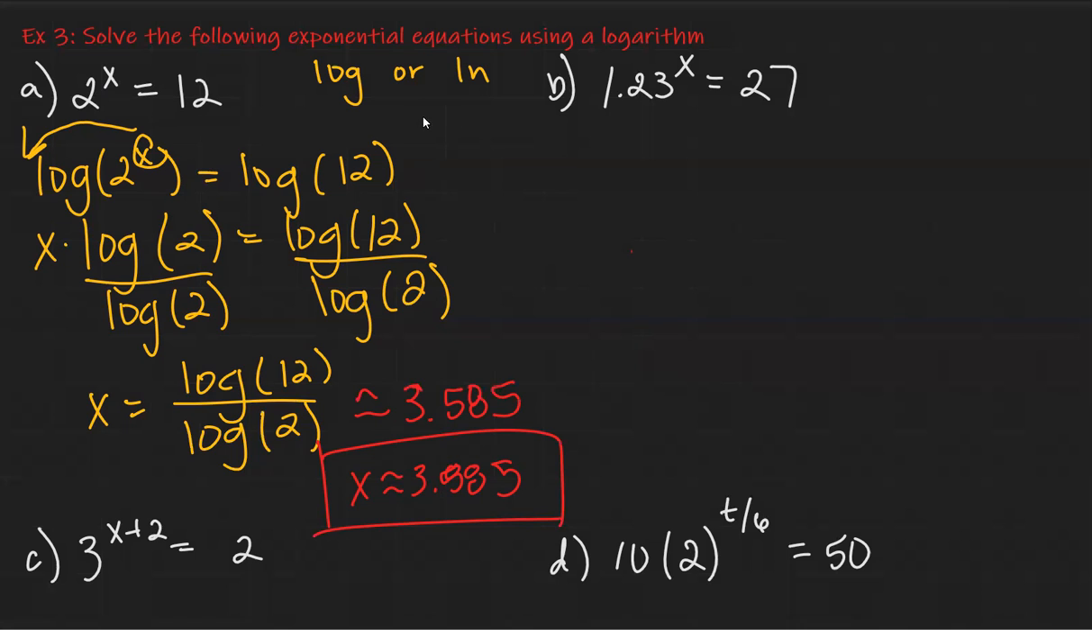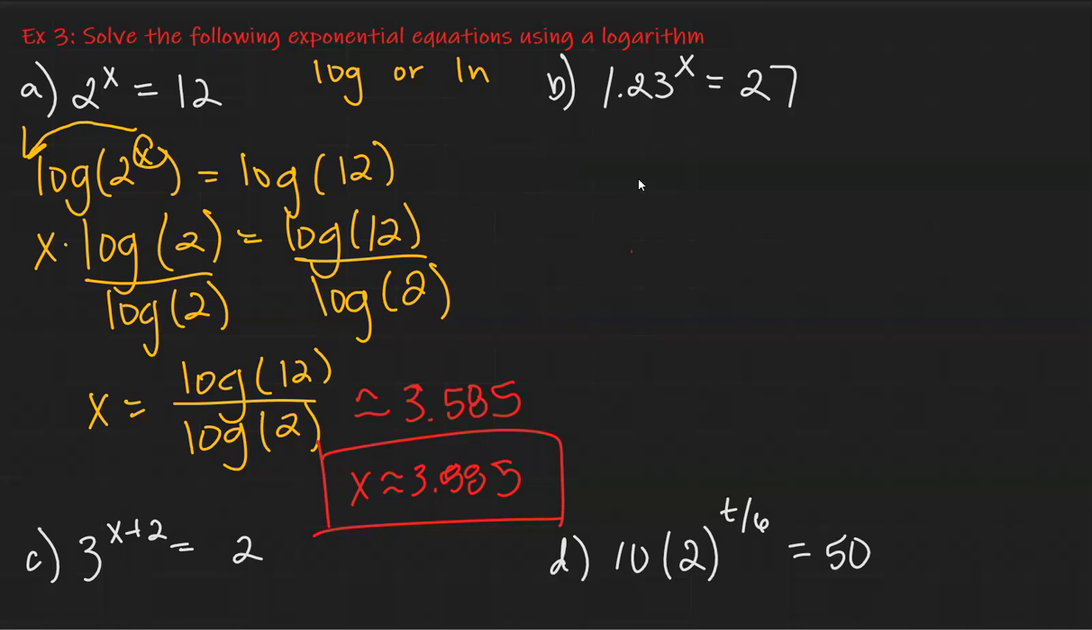And we kind of knew that because we knew 2 to the 3 was 8 and 2 to the 4 was 16. Since 12 is between these two numbers, we know that the x value would have to be somewhere between. Okay, so cool. Let's keep going. Let's try it with some other ones. Start on the next one.